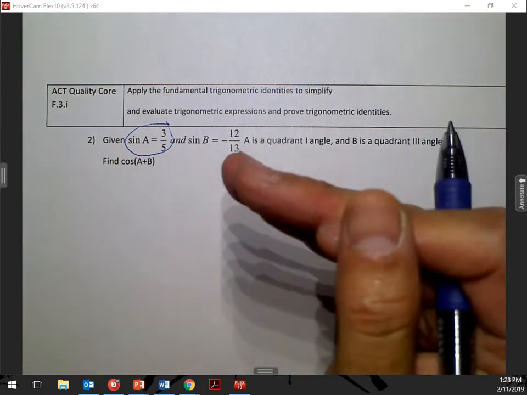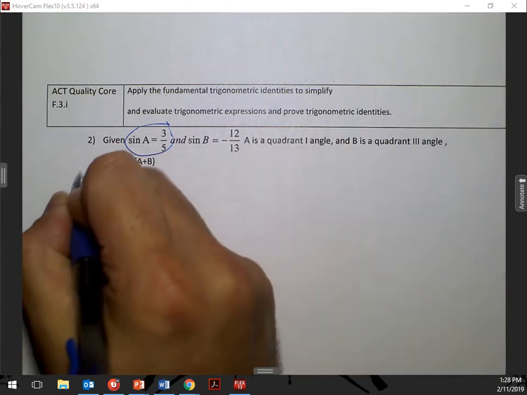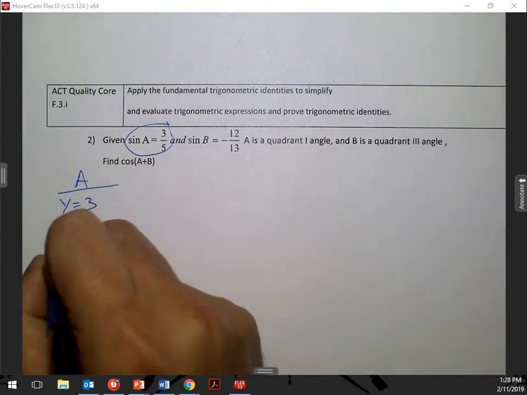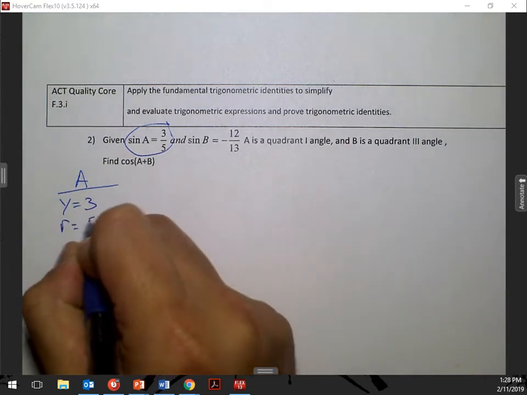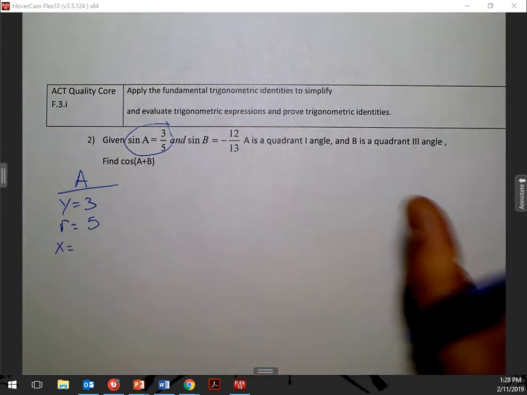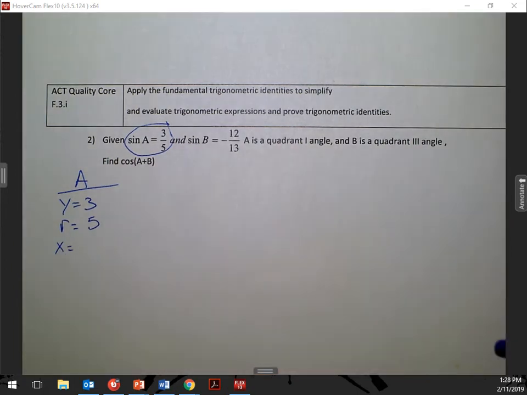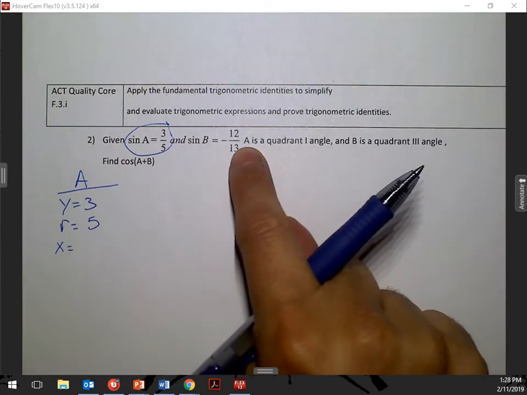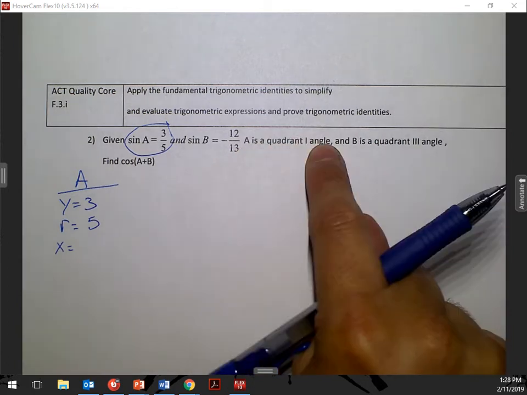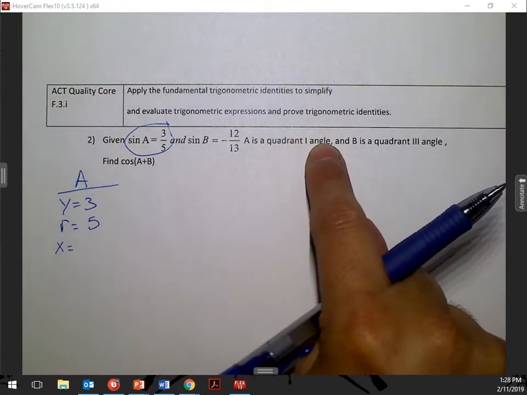Y over R. So my Y value, so these are my A's. My Y is 3. My R is 5. And then X I don't know yet. Right here it says A is in quadrant 1. It's positive. Okay, so that means it's going to be positive, right?